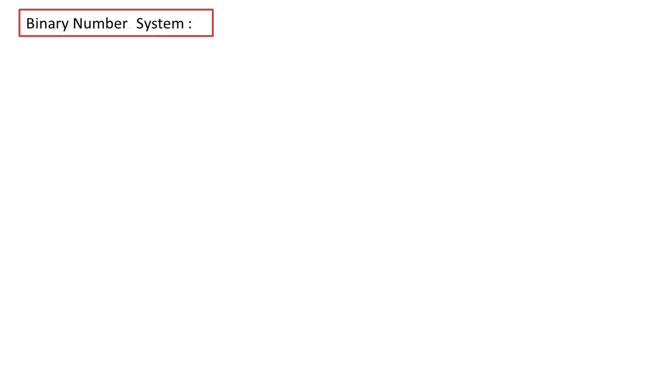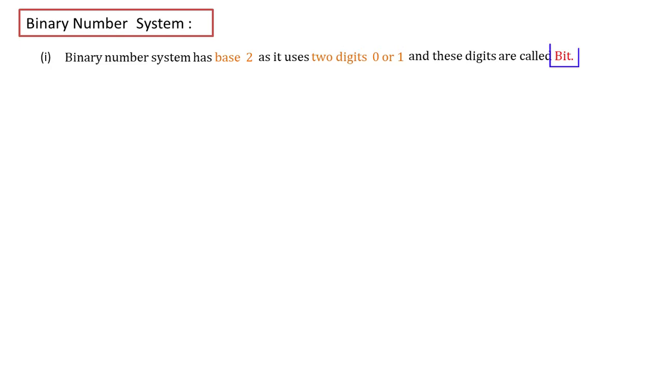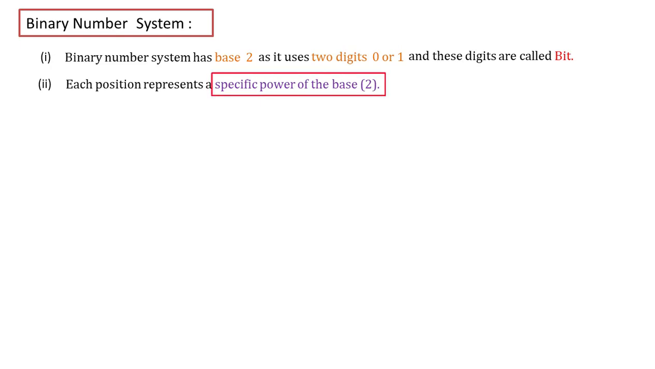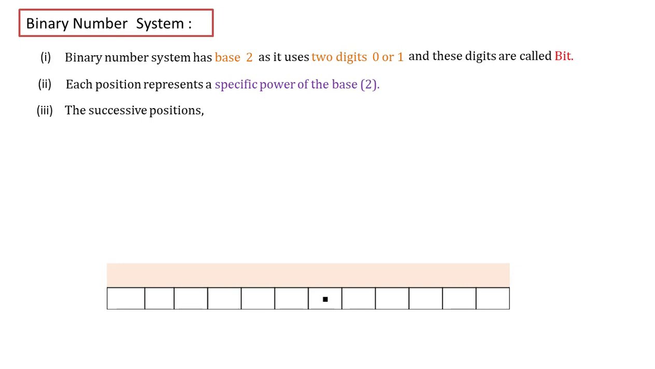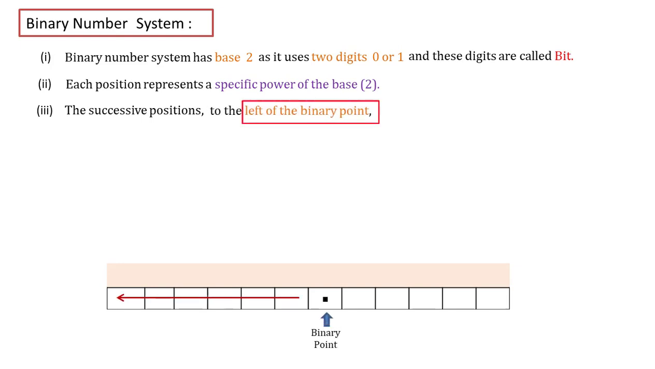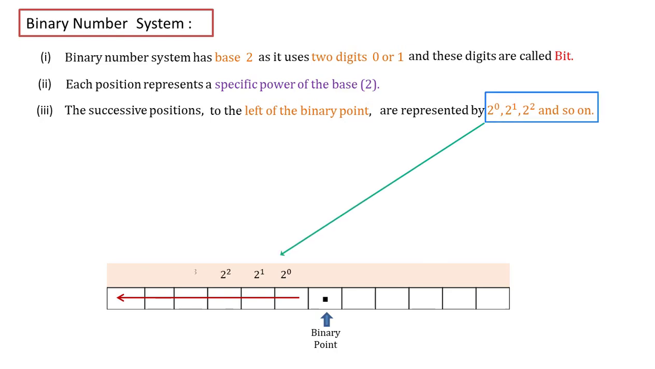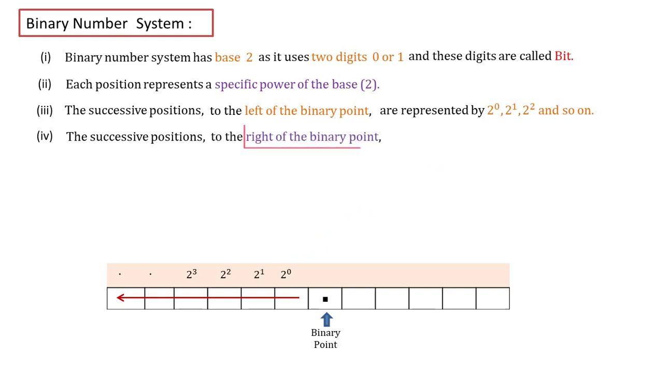Now, the next number system is binary number system. The main characteristics of binary number system are: first, binary number system has base 2 as it uses two digits, 0 or 1, and these digits are called bits. Second, each position represents a specific power of the base 2. Third, the successive positions to the left of the binary point are represented by powers of 2. Fourth, the successive positions to the right of the binary point are represented by negative powers of 2.